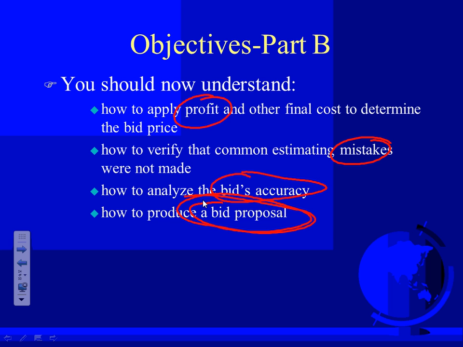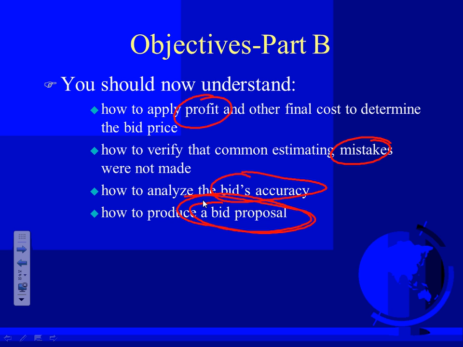Then applying profit. So we have the estimate summary. We're going to apply the profit. You have to put your labor. I'll tell you how to put your labor in it and all the stuff. After that, gentlemen, bid accuracy: you push the button, and it will spit out all the analysis for you.